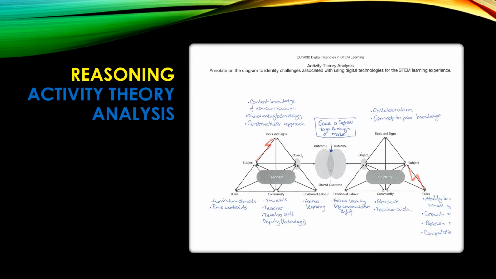By using the activity theory, I was able to analyse the STEM education practice to recognise the influences and challenges associated with the teaching and learning of the Sphero Maze activity. Regarding the activity set of a teacher, the tools and signs that need to be considered include content knowledge of the new curriculum, functioning technology, whether it be Wi-Fi, charged robots or connectivity, and utilising a constructivist approach to the STEM learning practice. The rules that need to be considered are curriculum elements that are mandated to be covered and time constraints around delivery. The students, teachers, teacher aides, and the Deputy Principal of Technology all have a feasible stake in how the teaching of the activity occurs and its success.